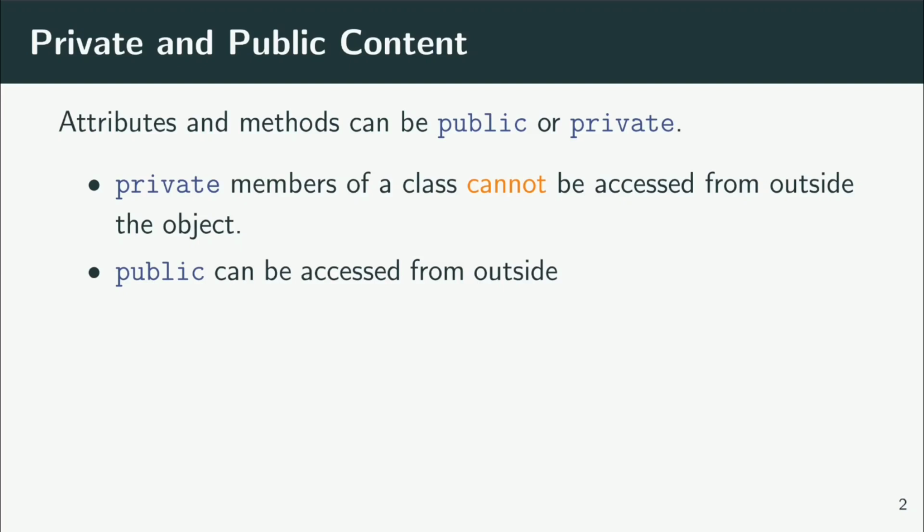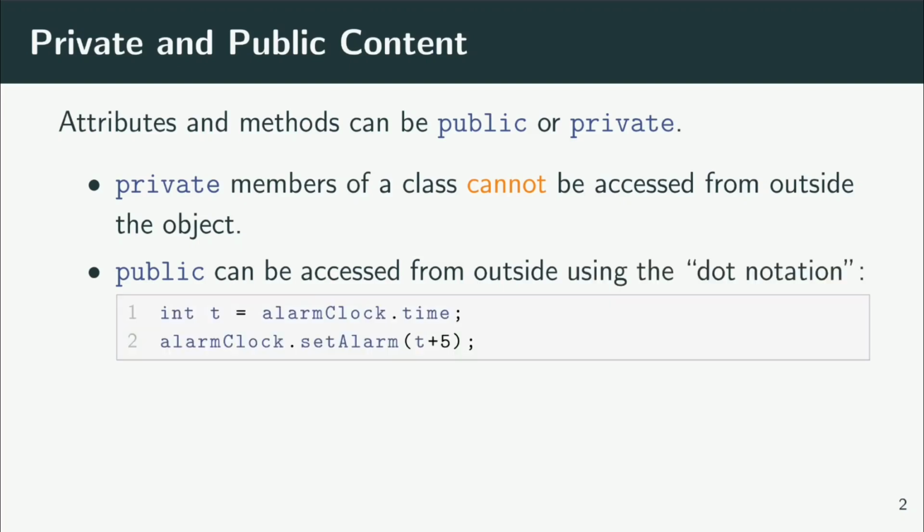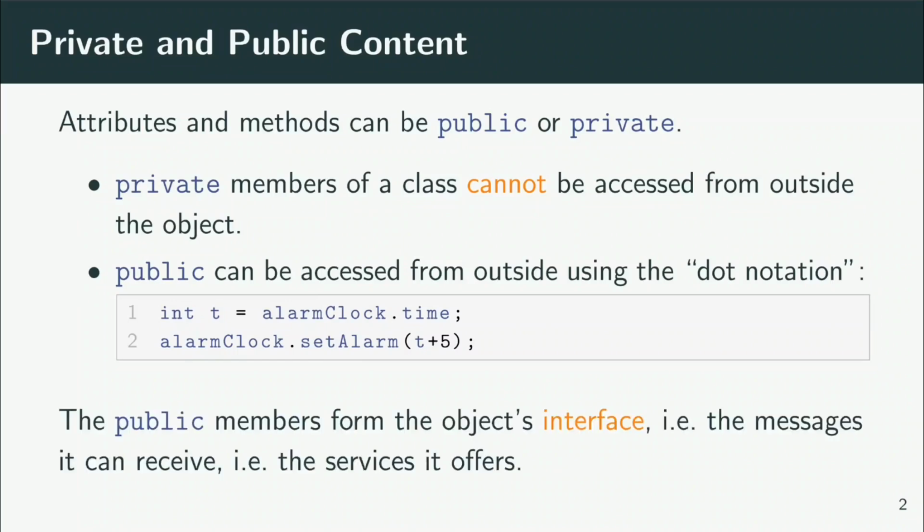Public methods or attributes can be directly accessed from outside the class. You can do this using the dot notation, where you access a variable or a method by naming the object, followed by a dot, and then the name of the attribute or method. All public methods and attributes of an object collectively form its interface, meaning it defines how the object can interact with the outside world and what services it offers.